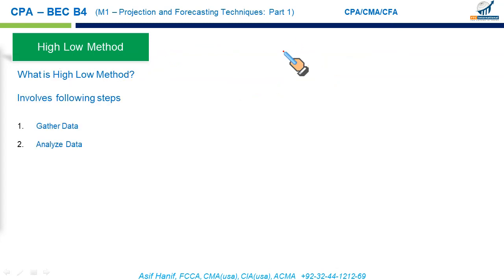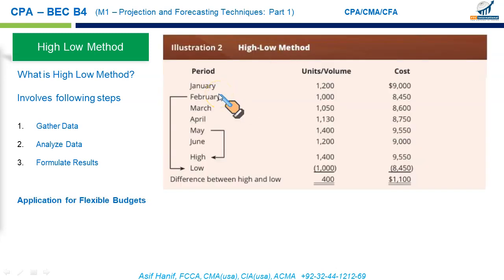Gather data, analyze data, and formulate the results. So this is the data for the last 6 months. We have our units of production and we have our cost. So you can see this is not a fixed cost, and this is not a variable cost also, because variable cost on a per unit basis stays the same. So if you divide 9,000 by 1,200, 8,450 by 1,000, the unit cost will vary, which clearly means it's a mixed cost, and we need to separate this into its fixed component and the variable component.